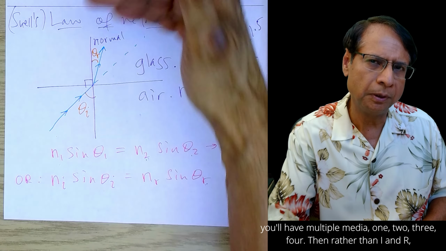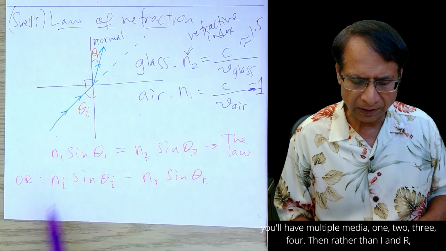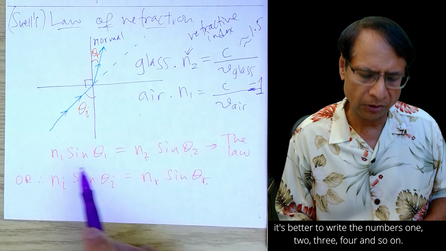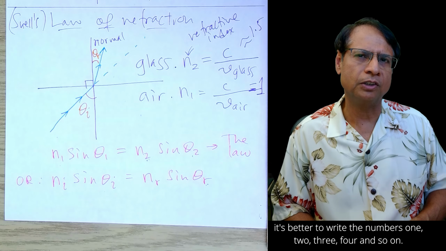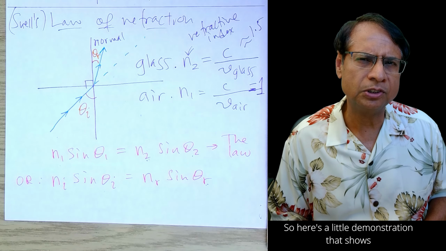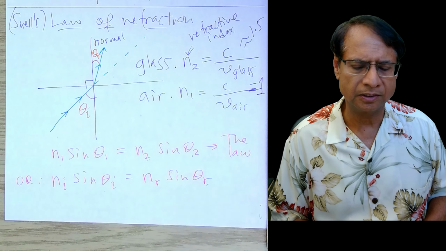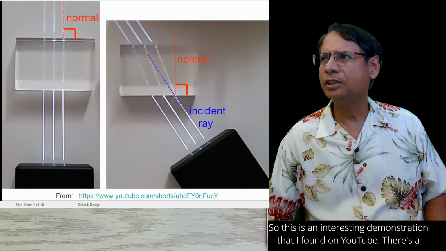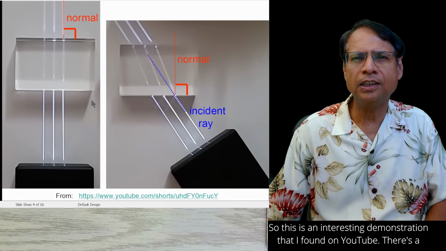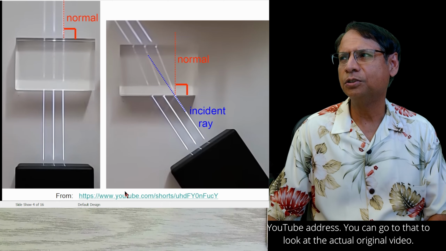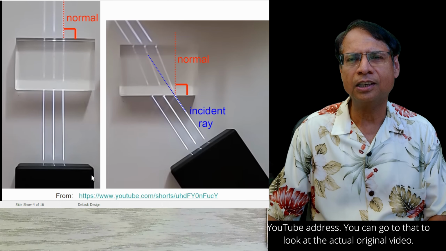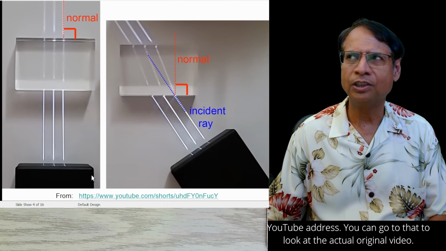Oftentimes you'll have multiple media, 1, 2, 3, 4. And then rather than I and R, it's better to write the numbers 1, 2, 3, 4, and so on. So here's a little demonstration that shows you the refraction in an actual piece of glass. This is an interesting demonstration that I found on YouTube. There's the YouTube address. You can go to that to look at the actual original video.